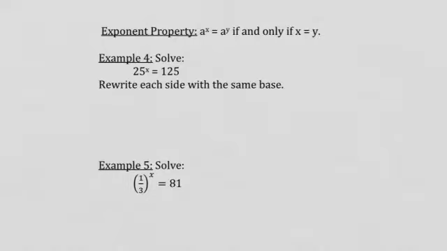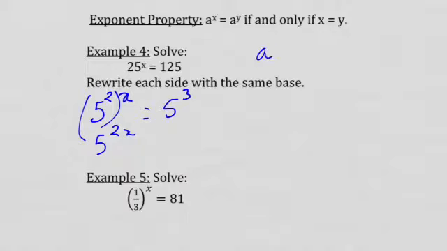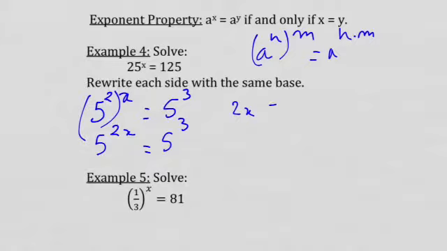And now let's try to solve example number 4 together. So if I want to solve example number 4, I'm going to rewrite 25, which is 5 squared. So 5 squared to the x equal 5 cubed. And so now, using my rule of exponents, a to the n to the m is equal to a to the n times m, I'm getting 5 to the 2x equal 5 cubed, and so 2x equal 3. And so x equal 3 divided by 2. Okay?